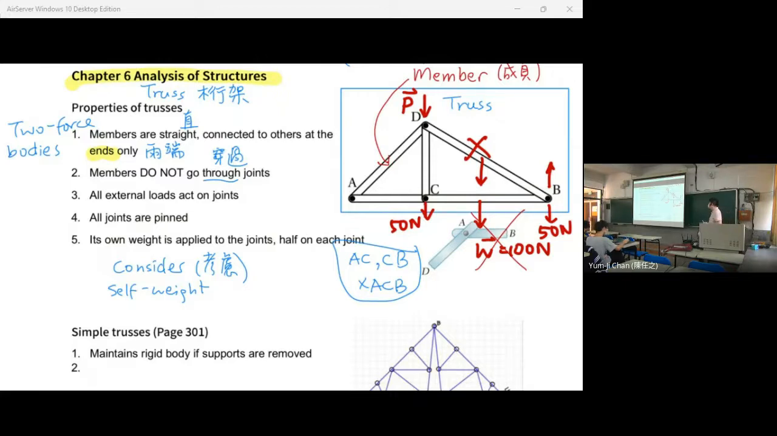And the last point I want to talk about is that all joints on the truss are pinned. This means for two members AB and AB here, they can rotate about each other. We have a pin joint here, so they can rotate about each other.